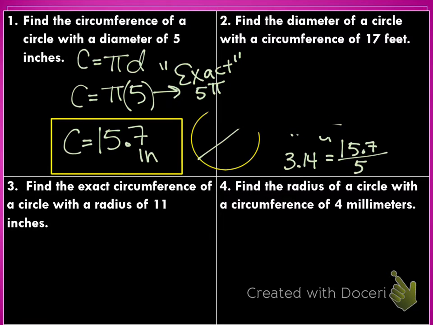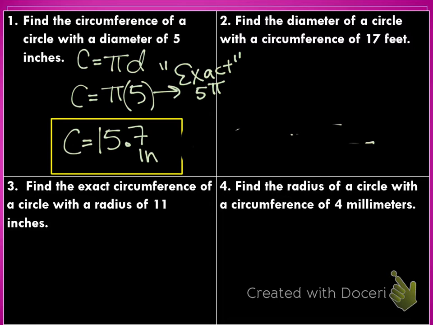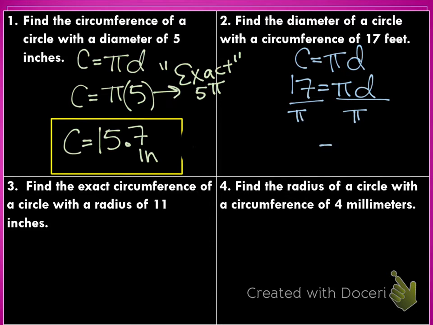All right, the next one, we want to find the diameter with a circumference of 17 feet. So which formula are we going to use? Circumference equals pi times d. So where am I going to plug in 17? C. 17 equals pi d. So what is pi doing to the diameter? Multiplying, right? So what's the opposite of multiplying? Dividing. So go ahead and divide. 17 divided by 3.14, which is 5 point. Okay, 5.41, and it is feet.